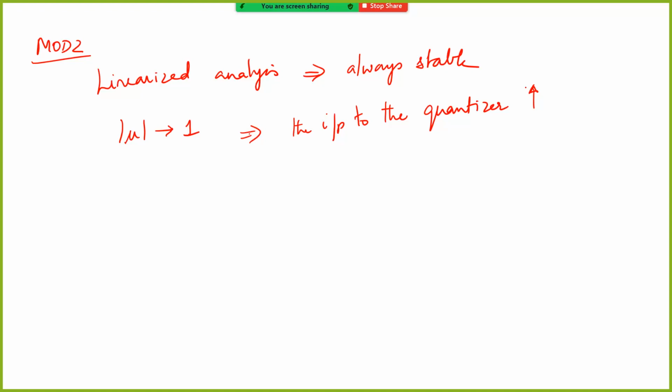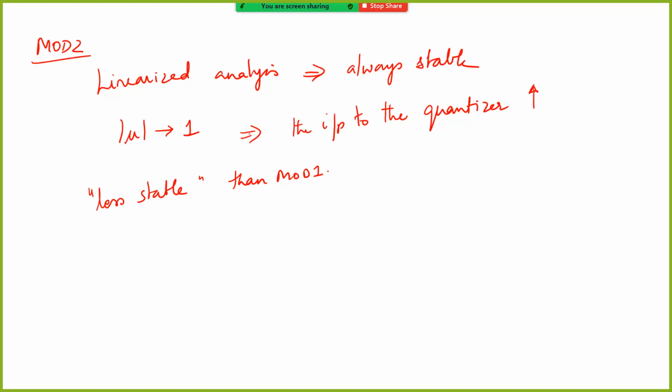But it can be called as being less stable than mod 1, okay? All right. So what happens is the oscillations per se will not happen for very large amplitudes, because the circuit itself will start limiting, right? But it is kind of a little less stable. Maybe it has a little more time to settle, to ring, and so on, okay?